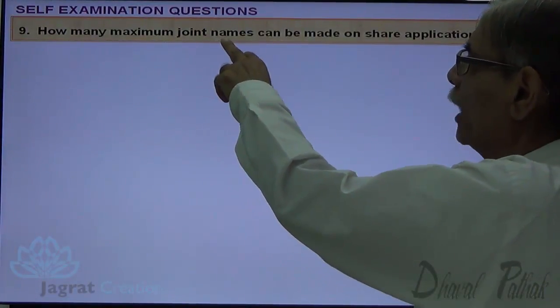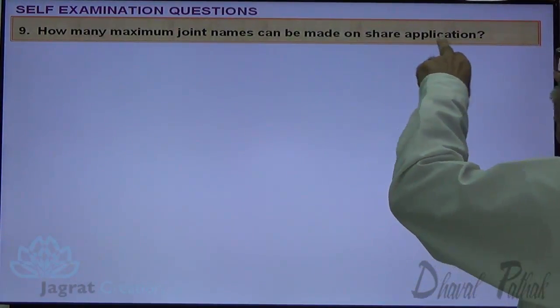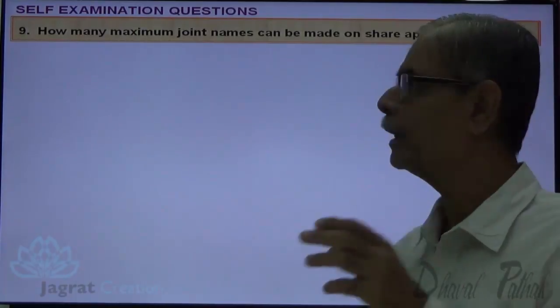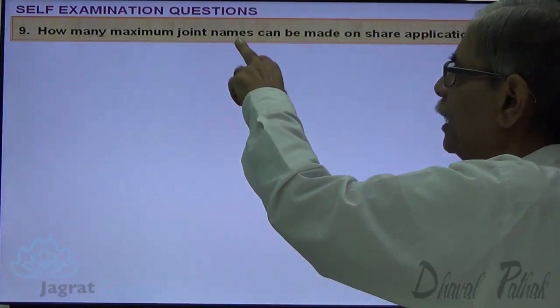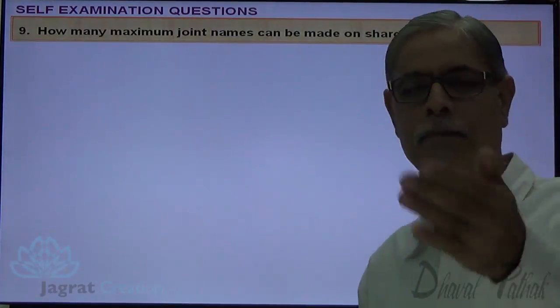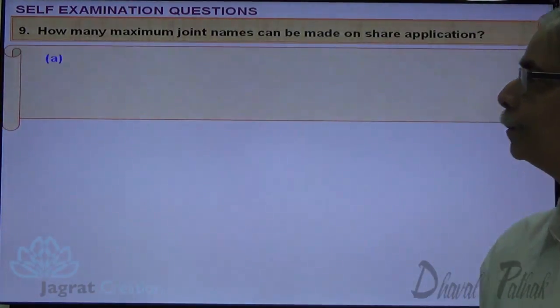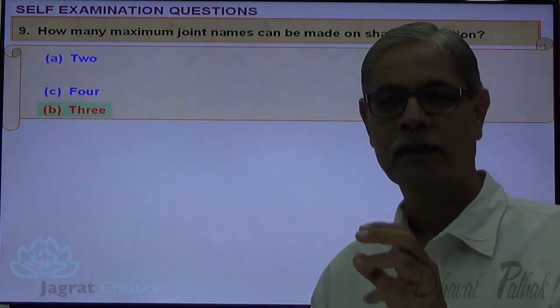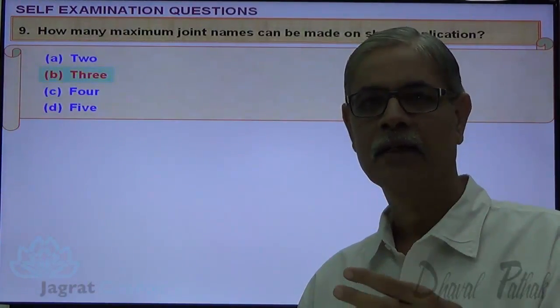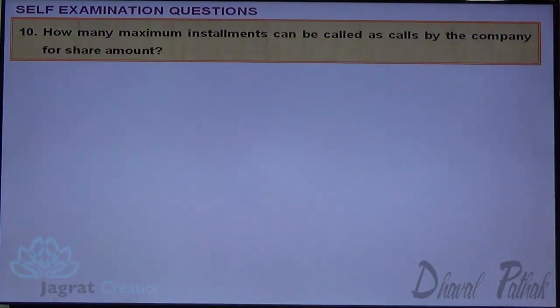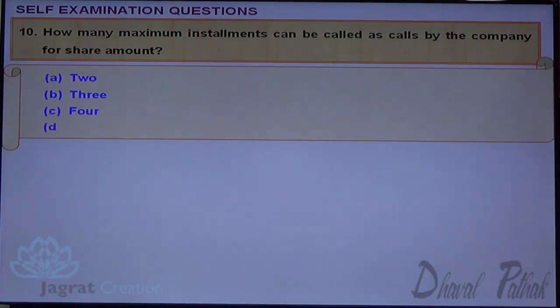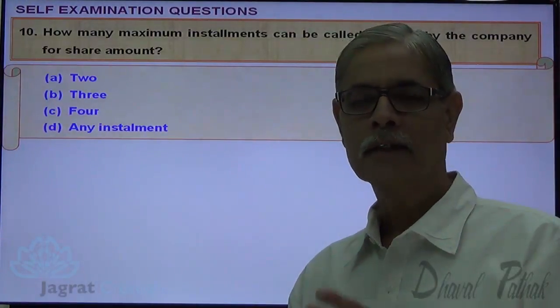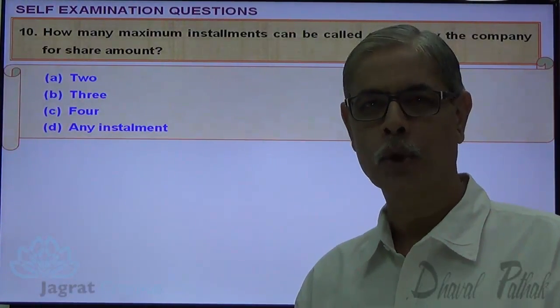How many maximum joint names can be made on share application? The correct question is, how many maximum joint names with which share application can be made? That's the correct question. 3. So share application can be made jointly in 3 names. How many maximum installments can be called as calls by the company for share amount? After application and allotment, the maximum calls that the company can go for are 3.